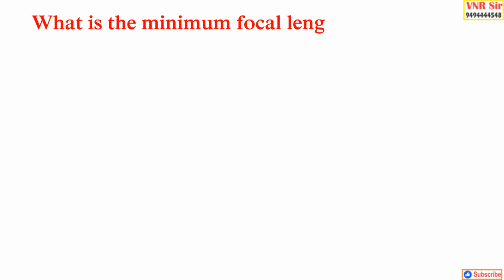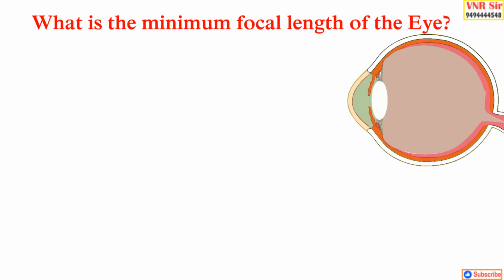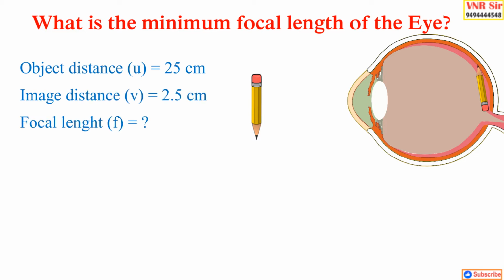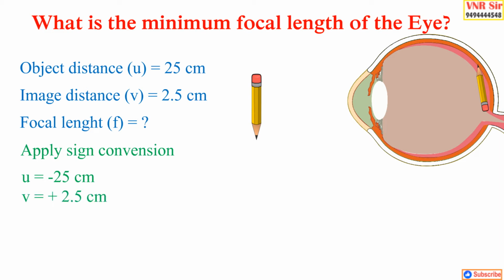Similarly, what is the minimum focal length of the eye lens? Our eye has minimum focal length when we see near objects. That is, object distance is equal to 25 centimeter. Then the image distance will be, as usual, 2.5 centimeter, as the image is going to form on the retina. Applying sign convention, u is minus 25 centimeter, v is equal to plus 2.5 centimeter. Then the formula 1/f = 1/v - 1/u.